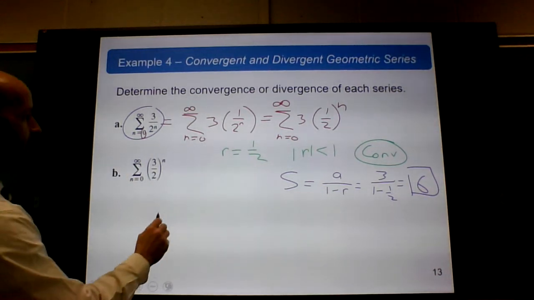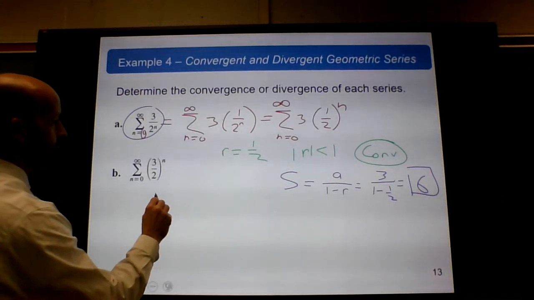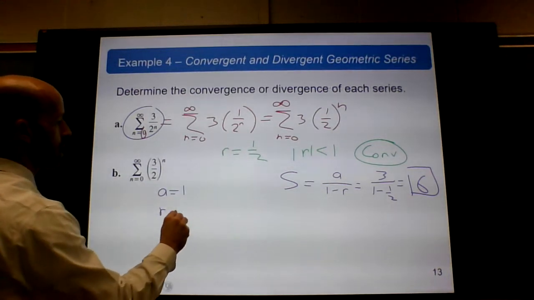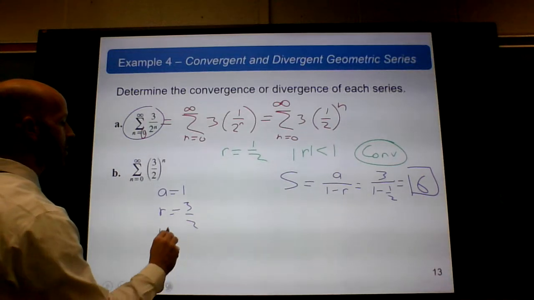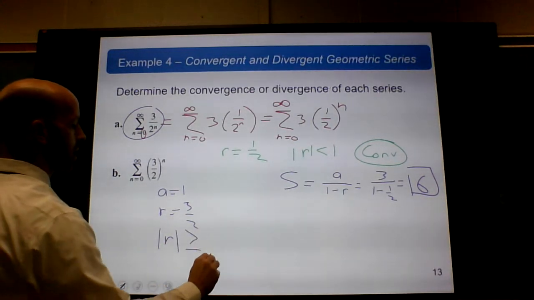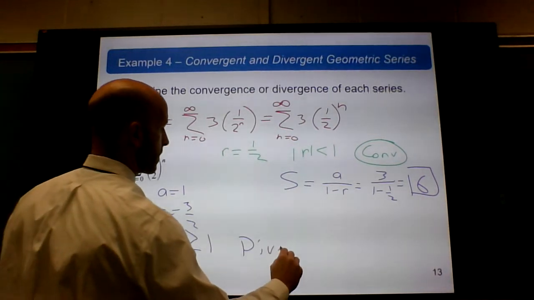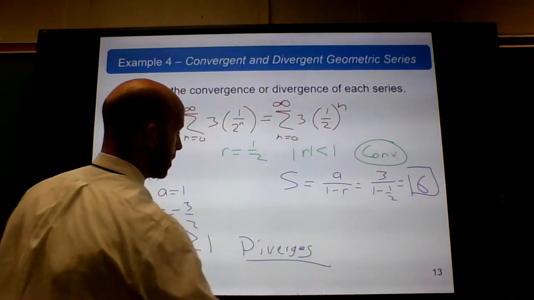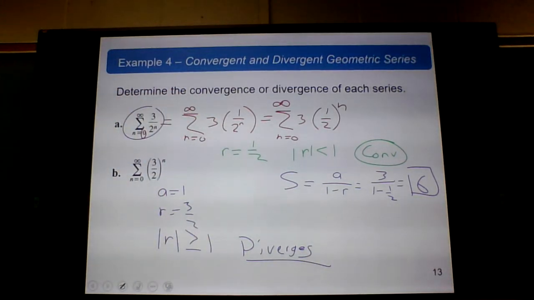Last one here, this is very easy. This is already a geometric form. So here A is 1, R is 3/2. The absolute value of R here is greater than or equal to 1, so it diverges. So I don't have to go any further. This sum goes to infinity, diverges.